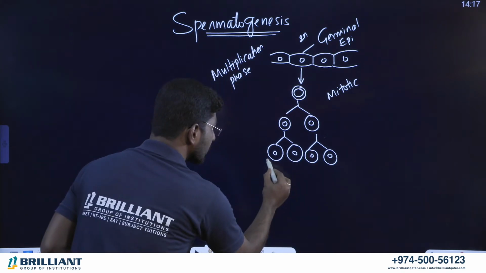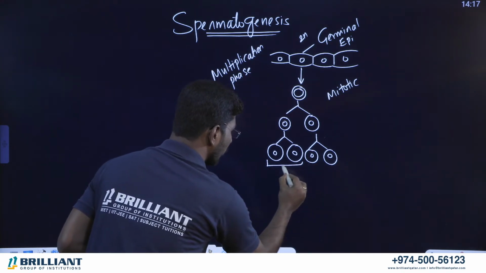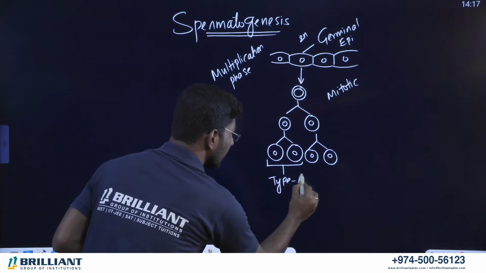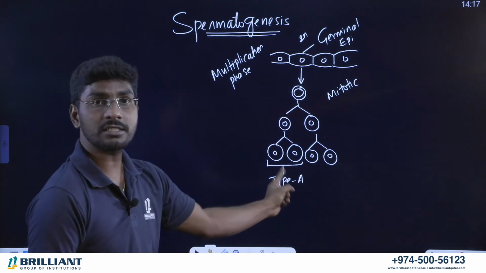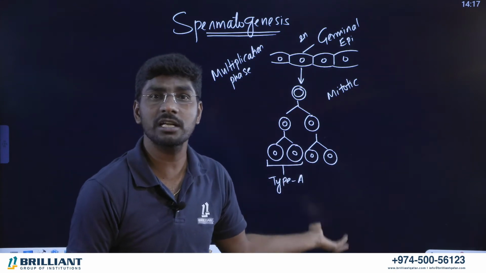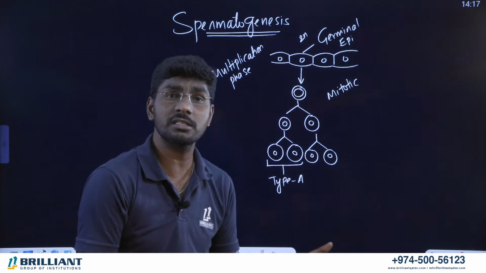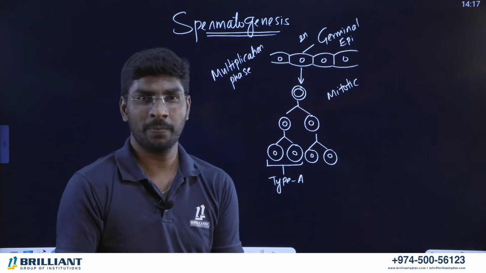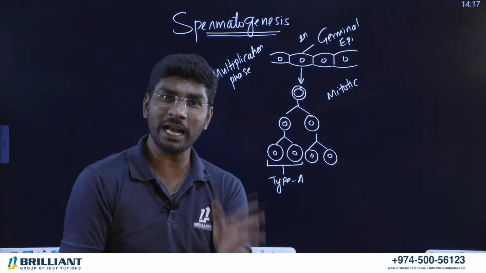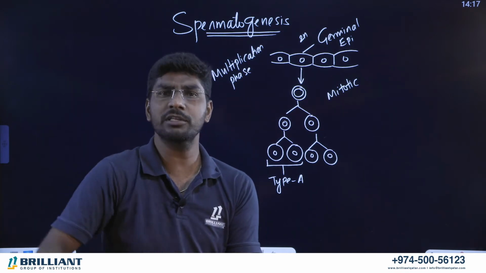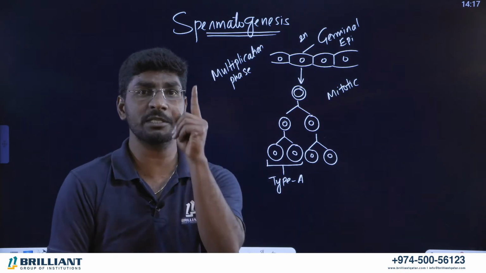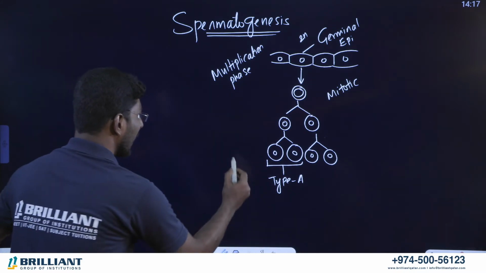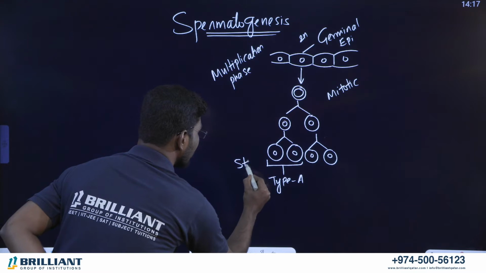Half of the cells are known as type A. These type A cells behave like stem cells throughout life. These cells undergo continuous meiosis division to produce the sperms. Once puberty comes, from puberty till the end of life, the continuous spermatogenesis process takes place because of these type A cells. Type A cells behave like stem cells.